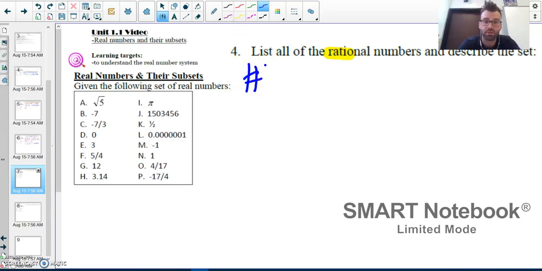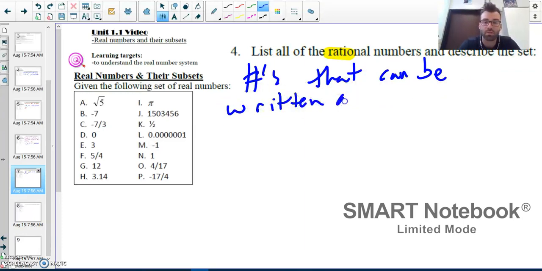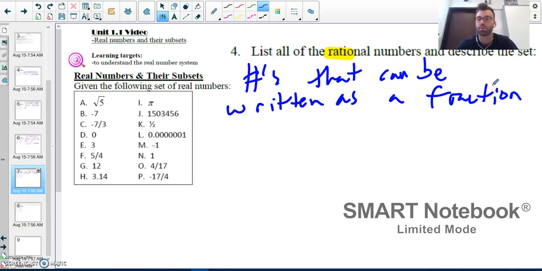So numbers that can be written as a fraction. Sorry, you're going to have to get used to my handwriting, trying to write on this screen with this little thing. All of our natural numbers can be written as fractions. If I think about the number 1, I can write it as 1/1. The number 3, I can write as 3/1. I could write it as 12/4, or 9/3. Those can all be written as fractions.